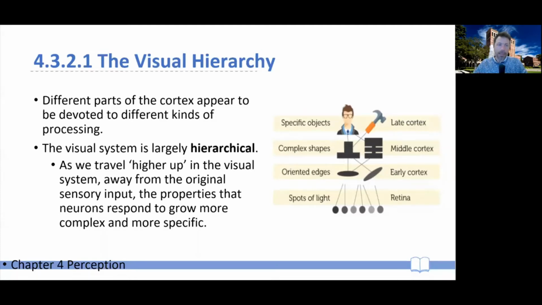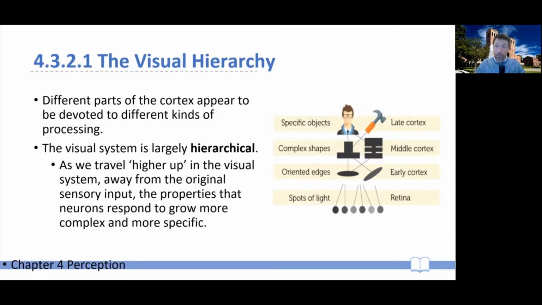What I'd like to do next is to shift gears a little bit and to start looking at what we know about how the human brain implements these visual processes. Now, first of all, you should know that the human brain seems to be divided, particularly with respect to sensory processing, into areas that are devoted to different kinds of processing. Specifically, as we're going to see shortly, in the case of the so-called visual hierarchy, different parts of the brain seem to respond preferentially to different aspects of the visual world.